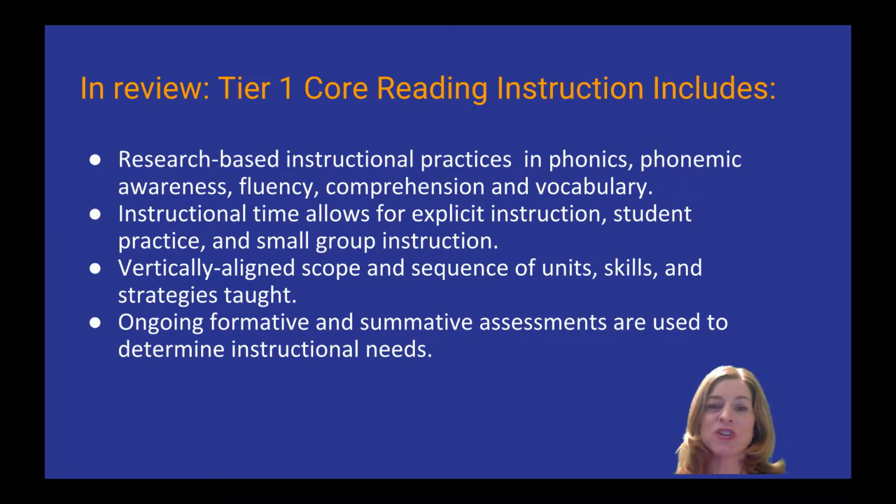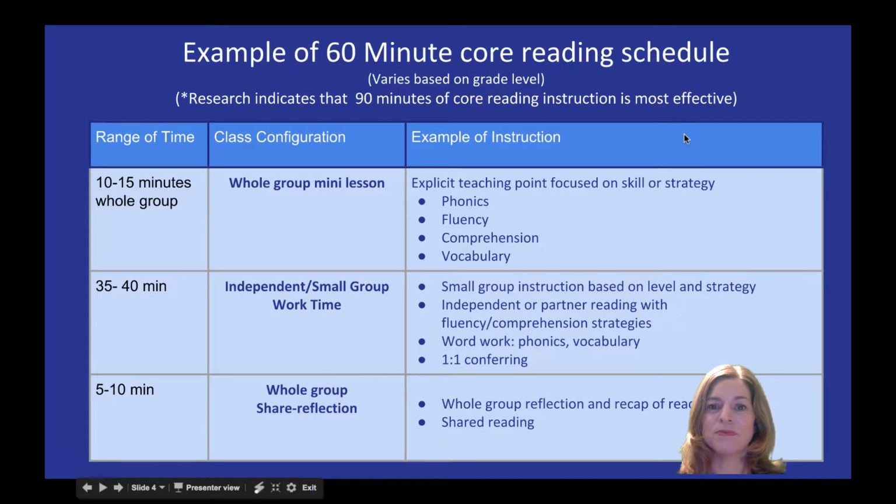So we want to make sure that the core reading instruction is vertically aligned and it follows a scope and sequence of skills, of unit skills and strategies, so that there aren't gaps in the learning and that we have a systematic approach to teaching reading, and that we're using ongoing formative and summative assessments to determine the instructional needs of our students. So many of you asked for examples of what a core reading instructional time might look like.